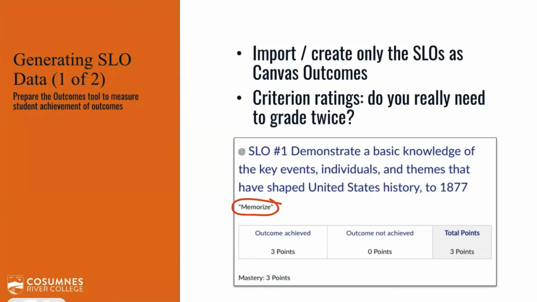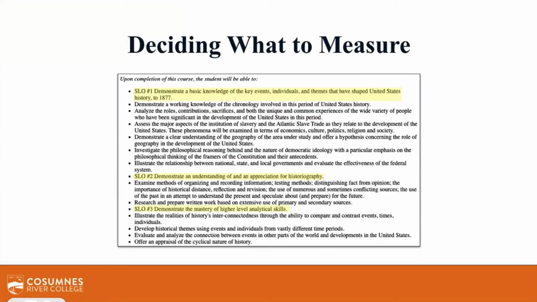So the first thing I do is I create outcomes in Canvas, and I'm only going to pull in those three main outcomes for the course. I'll take a quick step back and say, you see the formatting there, right? It says SLO, all capital letters, the hashtag sign, and then the number. And then the same thing for those other two.